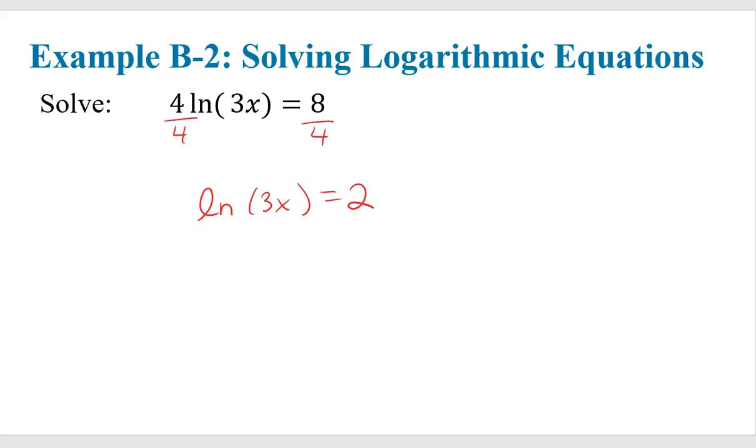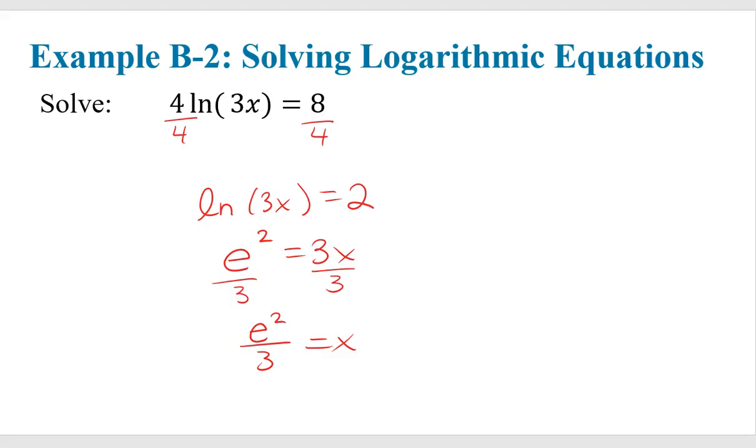Okay, so I have now isolated my logarithm. Now I can change this to exponential form. So it's a natural log, so it's base e. So this is e to the second power equals 3x. And then to isolate the x, you just have to divide both sides by 3. So my final answer is e squared over 3.